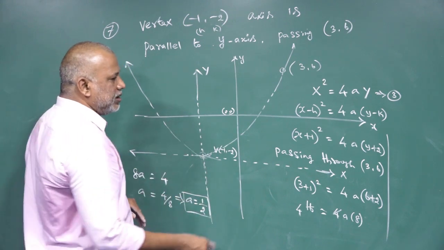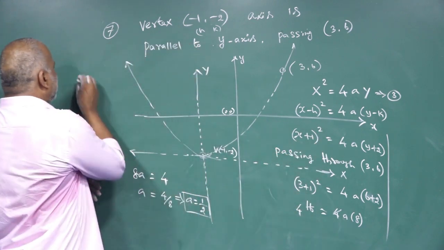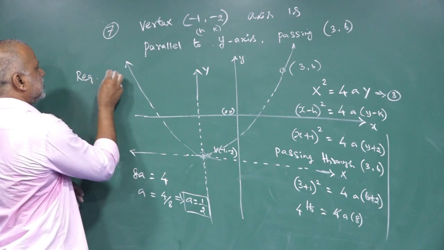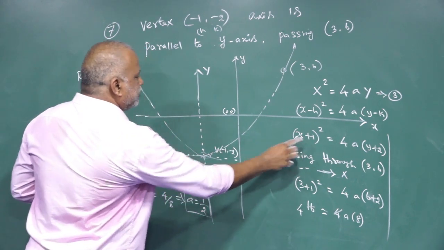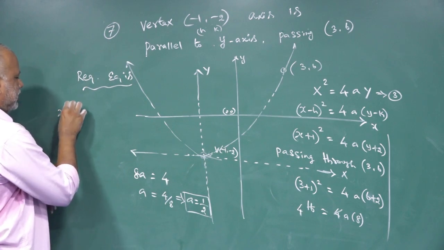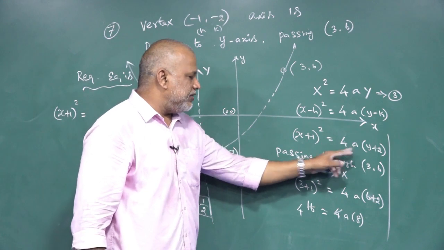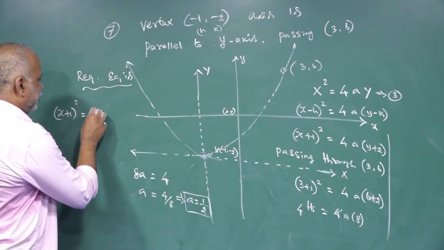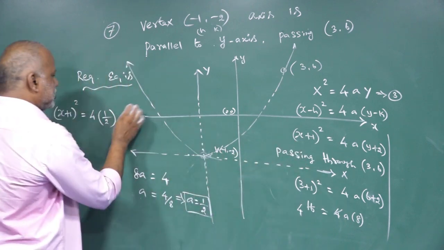Just replace here. What is the equation? See here, (x plus 1) the whole squared. Therefore the required equation is (x plus 1) the whole squared equals 4, where the value of a is 1 by 2, then (y plus 2).